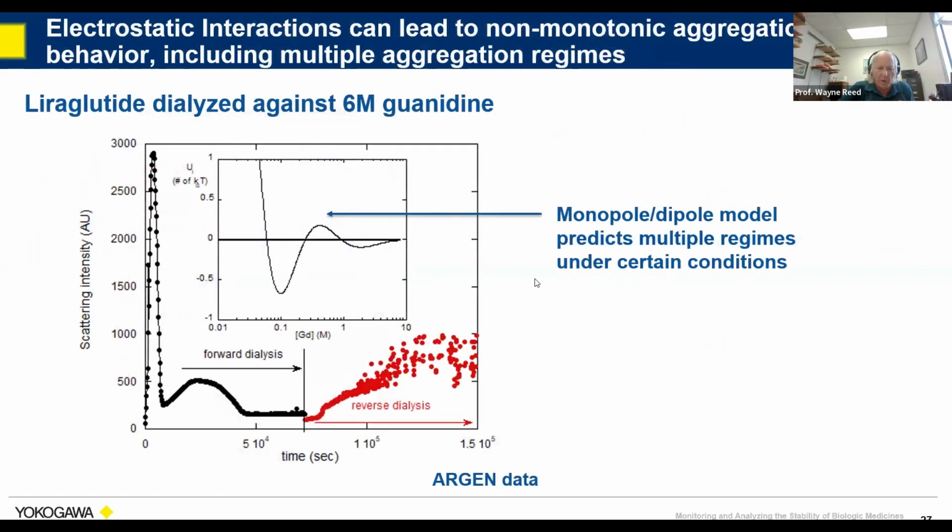Okay, and not to dwell on this, but this same model predicts that you can have more than one turning point, which can lead to completely non-monotonic behavior. You can see that this was liraglutide against guanidine. It actually had a huge narrow initial peak, went back down, and then it has a smaller but broader peak before flattening out, and then reversed out, so it was reversible. And anyway, this all fits within the monopole-dipole model.